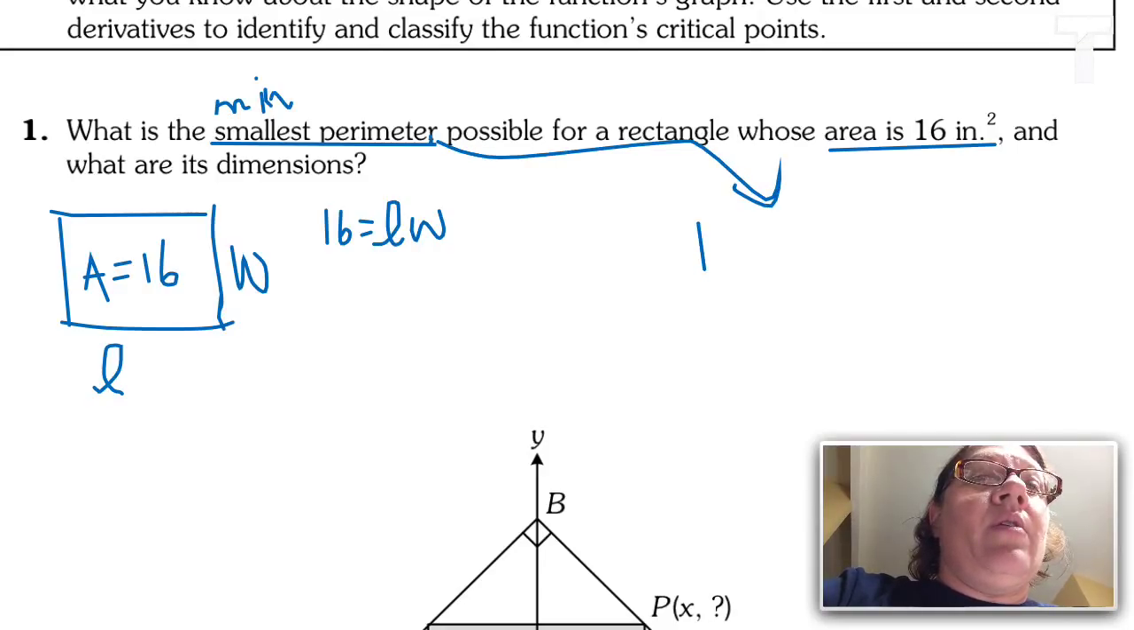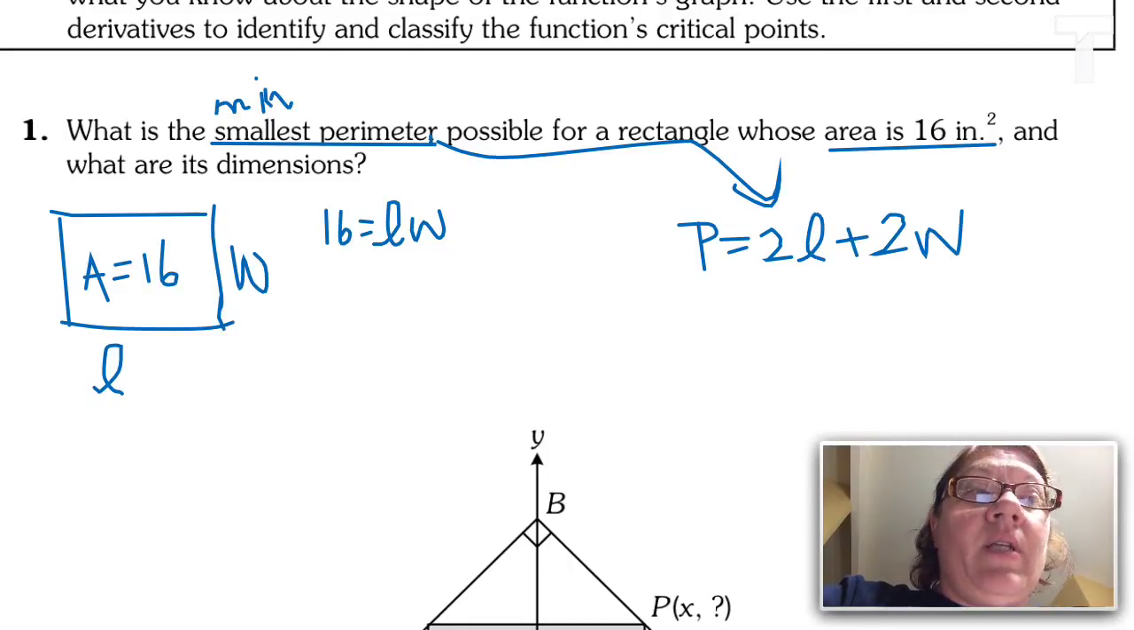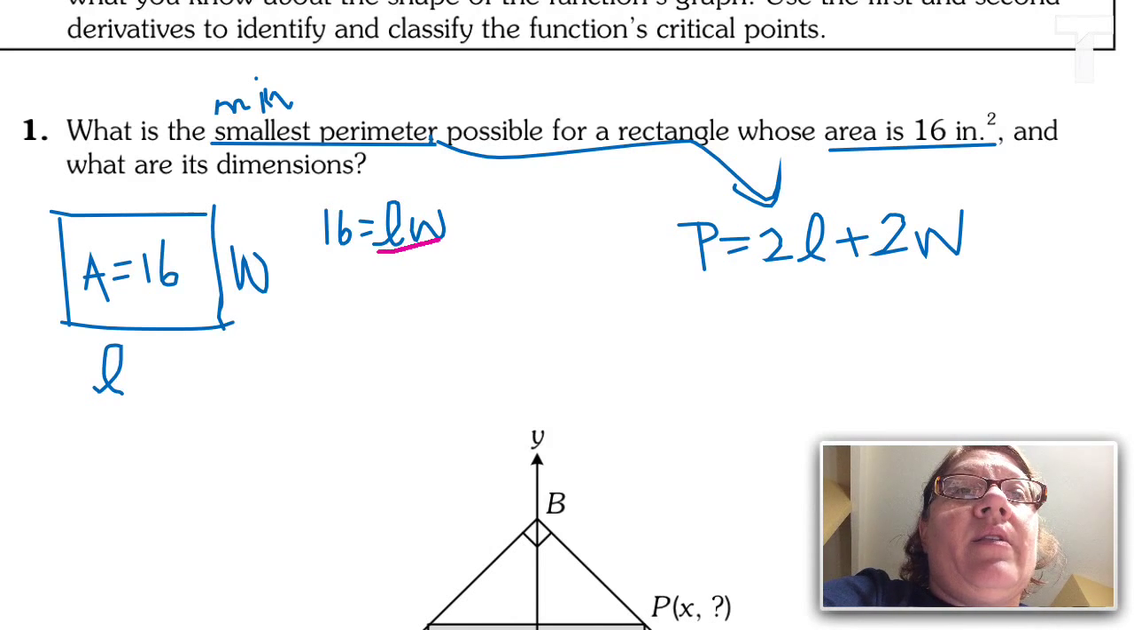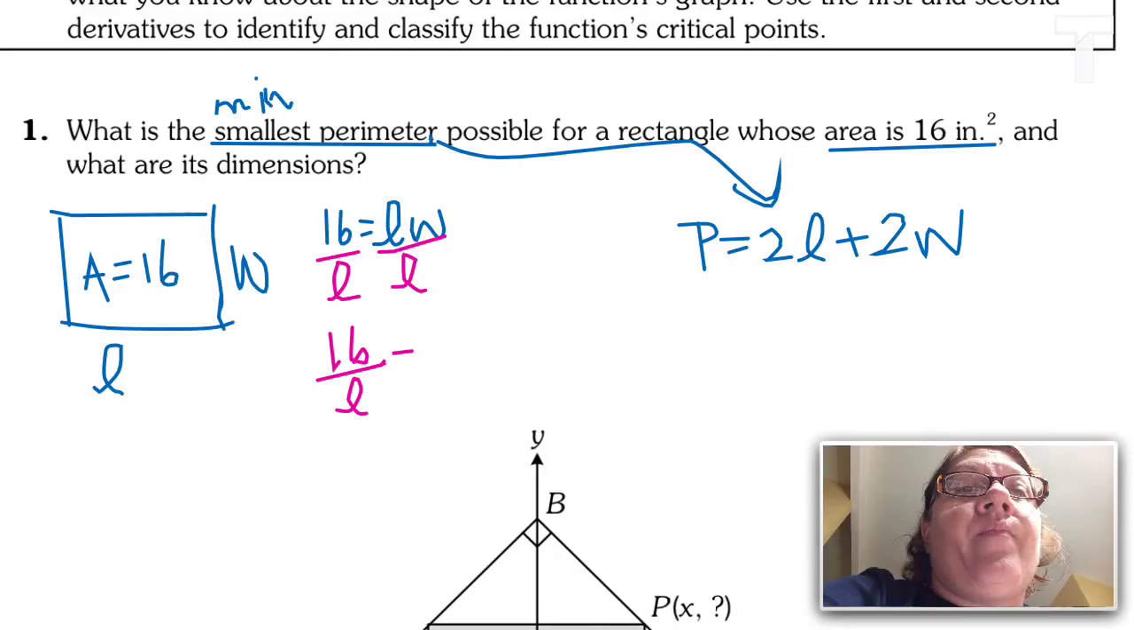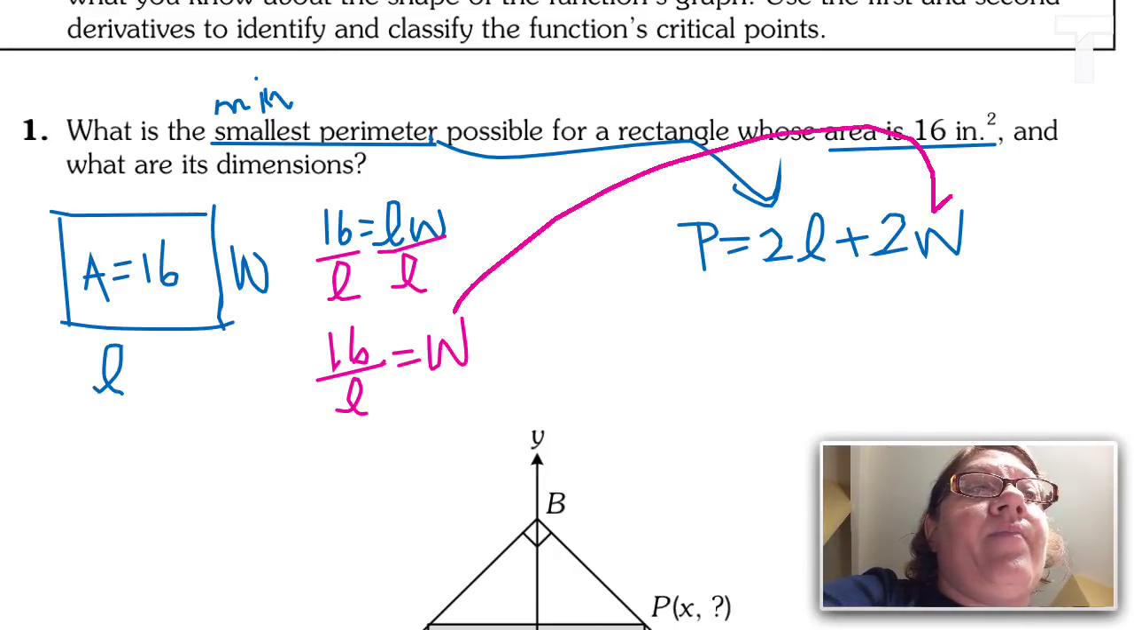So let's see, perimeter would be 2L plus 2W. And if I'm going to take the derivative of it, I'd like it to be all in one letter. So I got to decide. I can use this formula over here to either get L by itself or W by itself. It doesn't matter. So 16 over L is now W, and I'm going to substitute that in. So it's going to look like this.